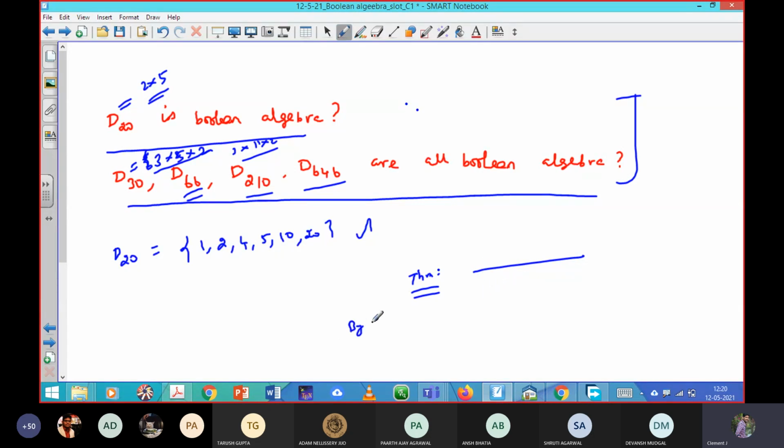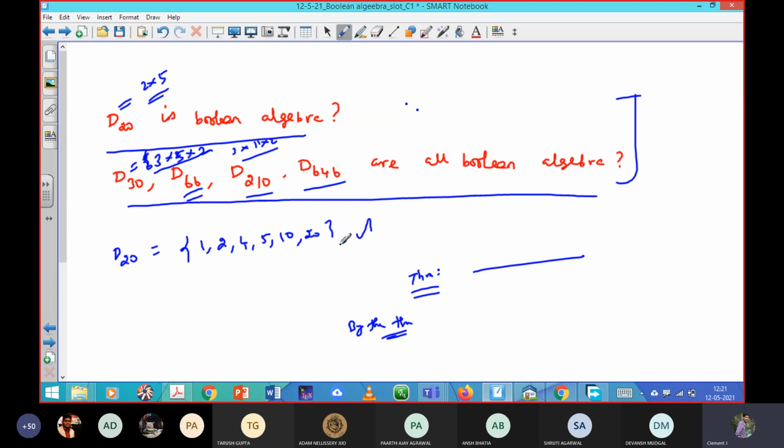After that, you can simply write that by the theorem, D20 is not able to split as distinct primes, hence it is not a Boolean algebra. Likewise, D30 is possible to split as distinct primes like 3 into 5 into 2, hence D30 is a Boolean algebra. So you need to write your answers in this proper way.